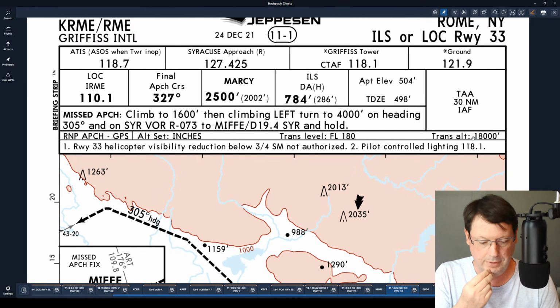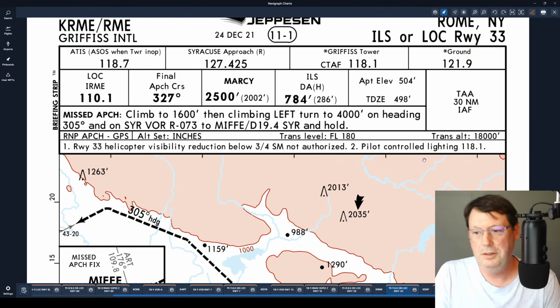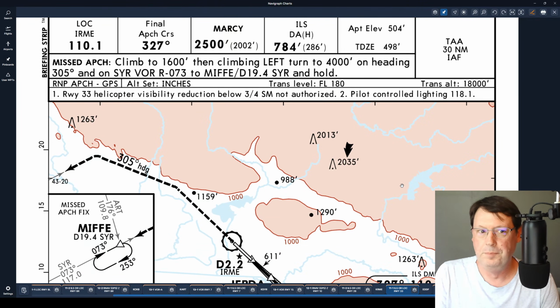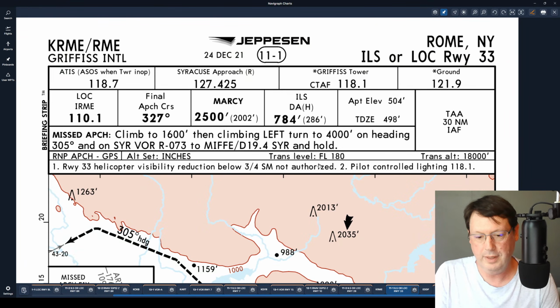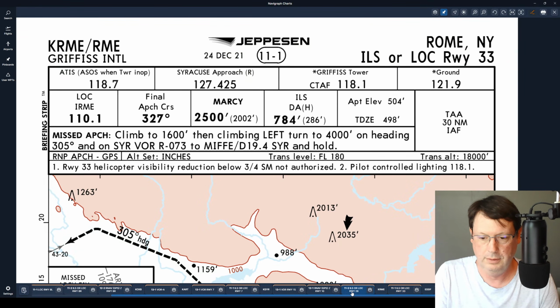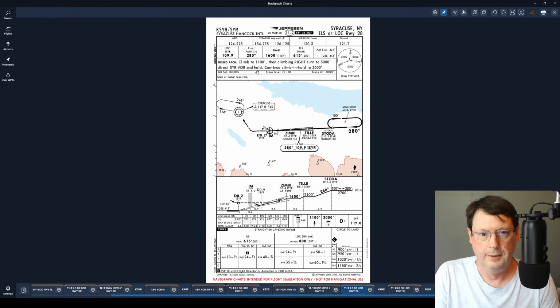And I'm thinking of a polite way to put this. My instructor told me to click the crap out of it. He said, don't sit there counting 1, 2, 3, 4. If you need the lights and you're using the pilot controlled lighting, click the crap out of it. He used a different word, but anyway. So that's the notes section. It could be anything. I'm gonna look here at Syracuse and see what the notes are for Syracuse.